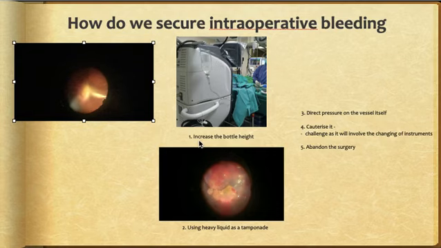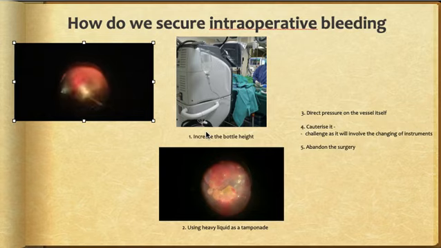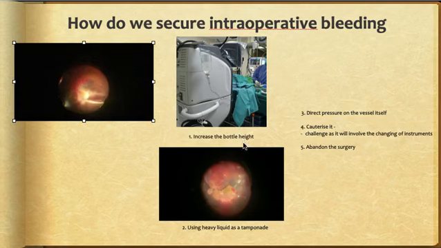So as a reflex, sometimes we increase the bottle height to almost 60 millimeters of mercury. In a normal situation, we operate within a bottle height of 20 to 30. Some people might bring it a bit lower because of the perfusion issues in diabetic eyes. But when this bleeding happens, we just increase the bottle height to about 60. So again, you can imagine if you repeatedly increase the bottle height during surgery, it will have a detrimental effect on the pre-existing poor perfusion of the eye. So we try to avoid that as much as we can.